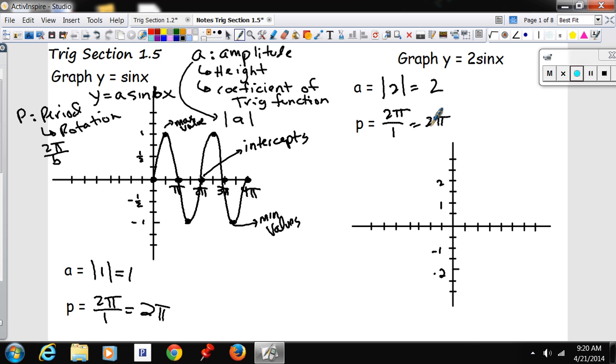Period is still 2 pi. So I'm going to do a pi here, and a 2 pi, and a 3 pi, and I'll make one more line here and do a 4 pi. Again, that'll be 2 rotations.